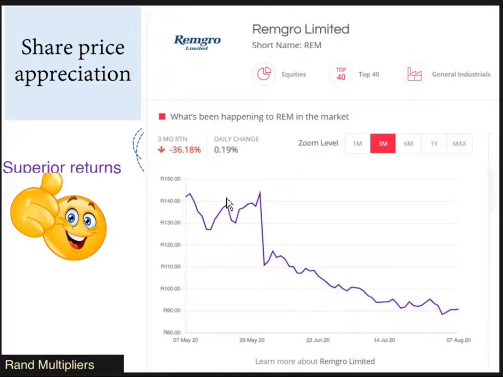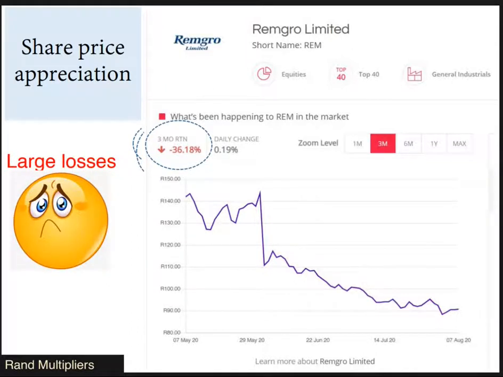Remgro over the last 3 months, its share price has declined by 36%, right? 36%, meaning that if you bought it 3 months ago and were going to sell it now, you will have lost 36%. And those are really large losses. And I'm sure this will not make anyone happy. That's quite sad, all right? And now you'll probably be doubting your ability to pick stocks. But this just highlights to us that when you own a single stock, there can be large losses and there can be superior returns.